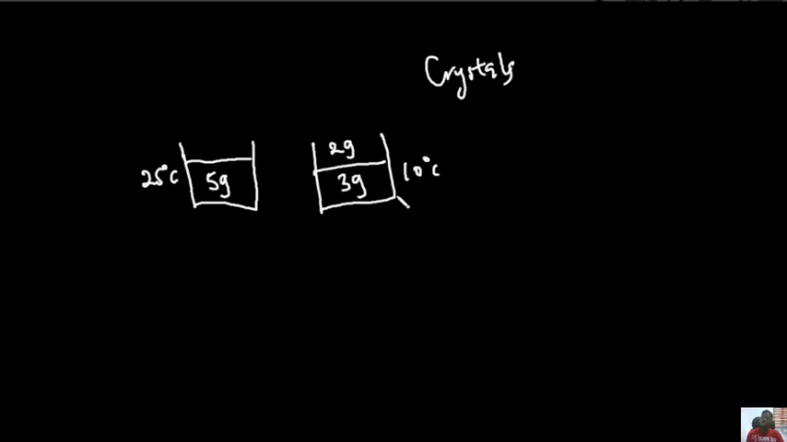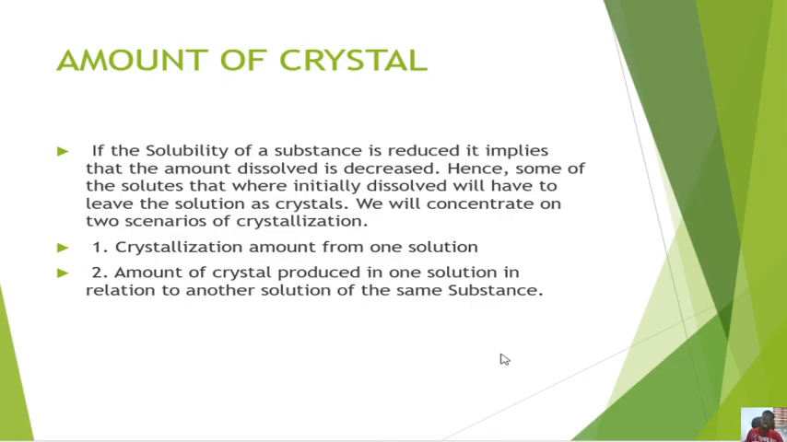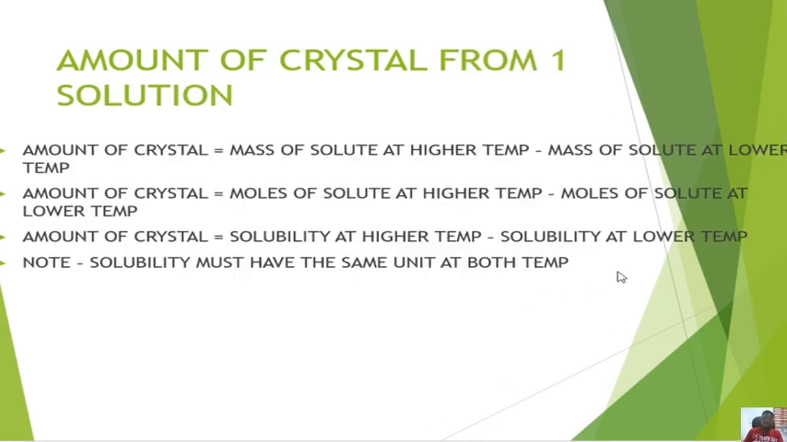Now, it is our duty to understand and show you how to find the amount of crystals for a given decrease in temperature. So let's look at the two scenarios we are going to be considering. The first scenario is crystallization amount from one solution. So we are dealing with one solution and there's a decrease in temperature for just one solution. How do you find the amount of crystal? And then the second scenario is where you have amount of crystal produced in one solution in relation to another solution of the same substance, basically.